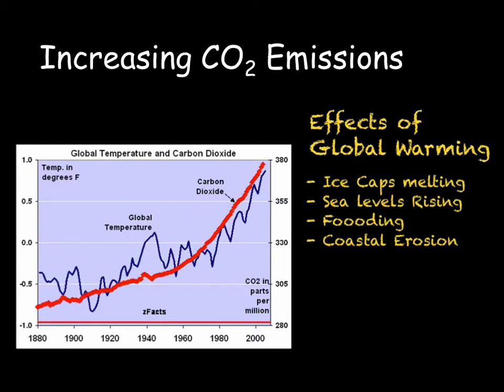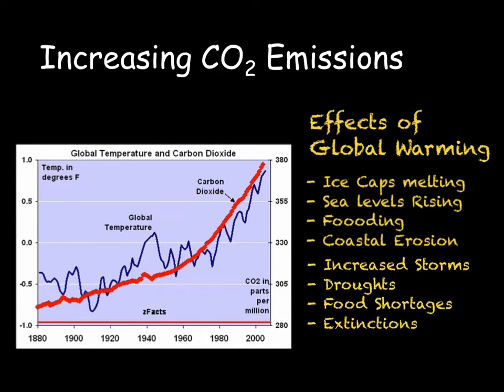Changes in rainfall patterns could cause droughts or more flooding again, leading to differences in the amount of food that is available. The frequency and severity of storms may also increase. And finally, drastic changes in temperature or the amount of water available in a habitat could affect many species, potentially resulting in extinctions.